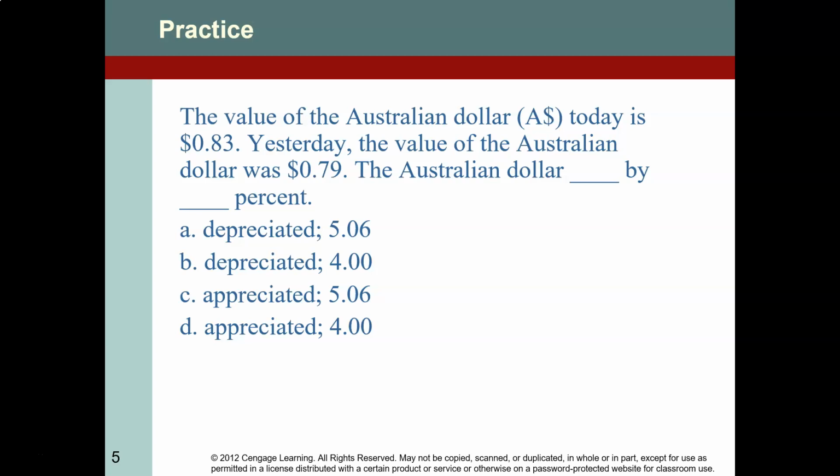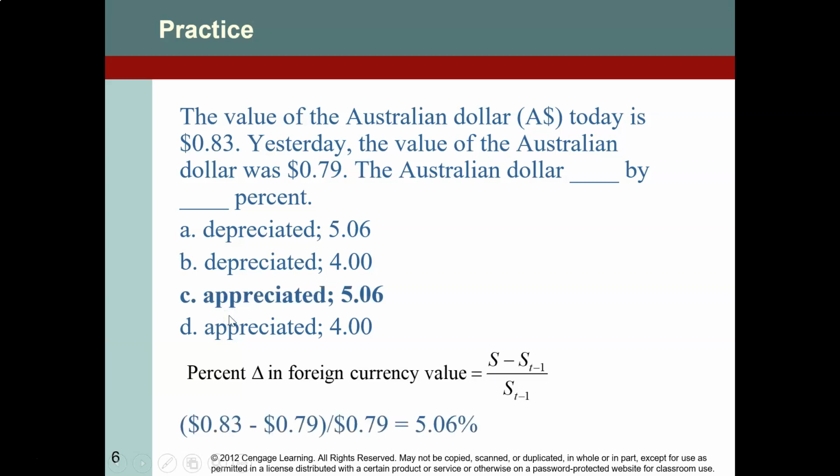Okay, please write the numbers down, do the calculation yourself, and if you need more time, you can always pause the video. If you're ready, let's look at the answer together. Okay, so the C option here is the right option. The Australian dollar appreciated by 5.06%.